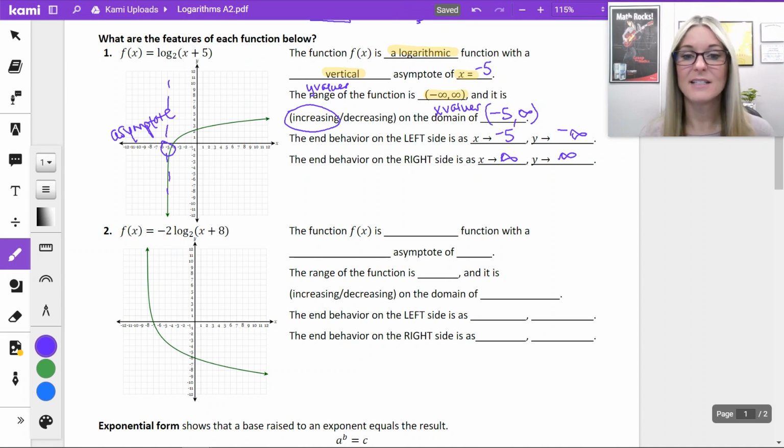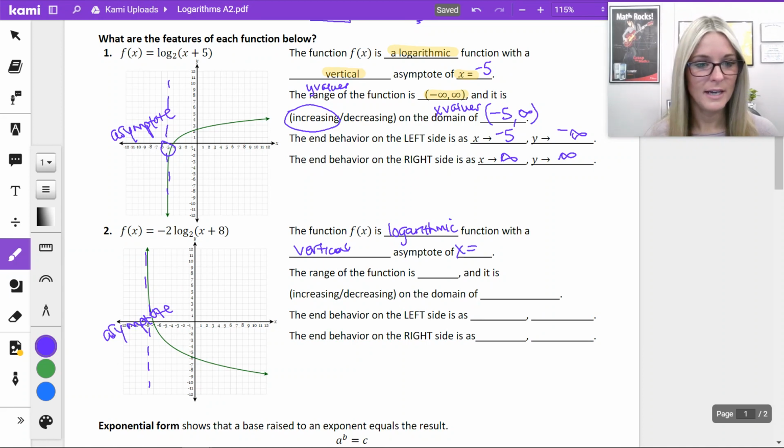This function is logarithmic. I can see the log there. I can also see it is flattening on that vertical asymptote. So let's put that in: logarithmic with a vertical asymptote of x equals, where is it at? -8. Of course, I just said it was shifted left 8 places, right? So our asymptote is at -8.